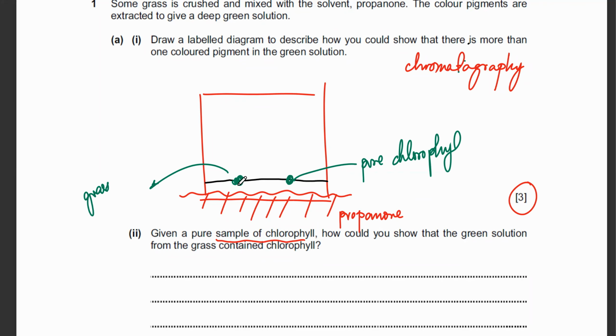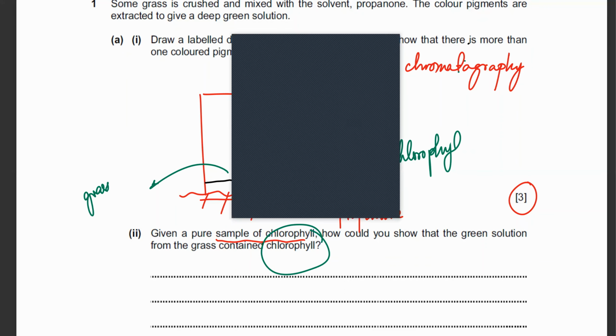So if these two contain the same, how could you show that the green solution contained chlorophyll? When the solvent gets absorbed, the dyes would start traveling with the solvent. So if they are the same substance, if they are the same chlorophyll, remember chlorophyll is used for photosynthesis by plants, the two samples would travel exactly the same. They're going to travel the same distance.